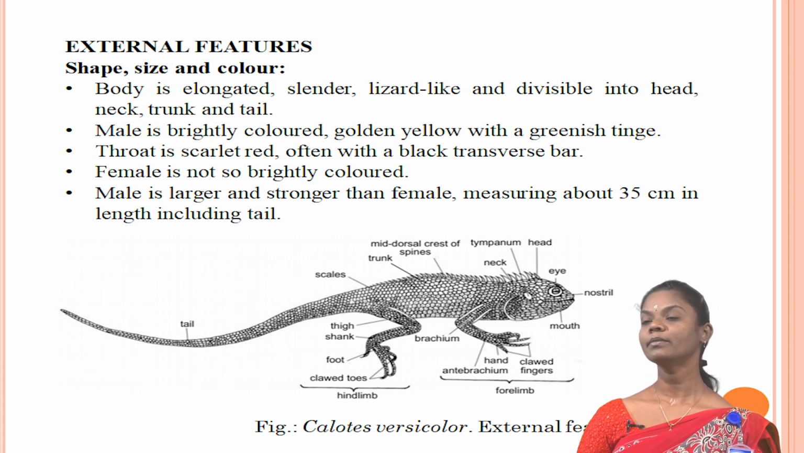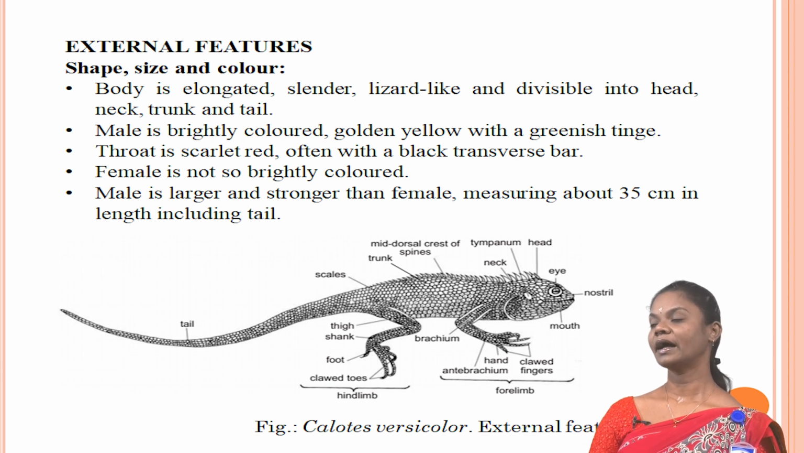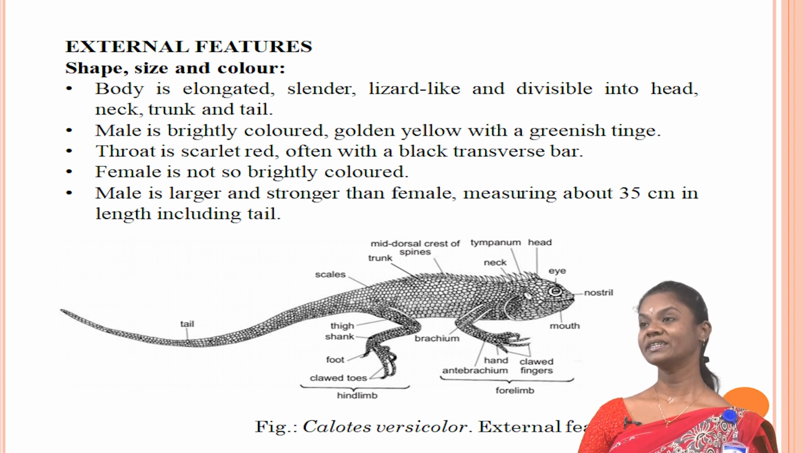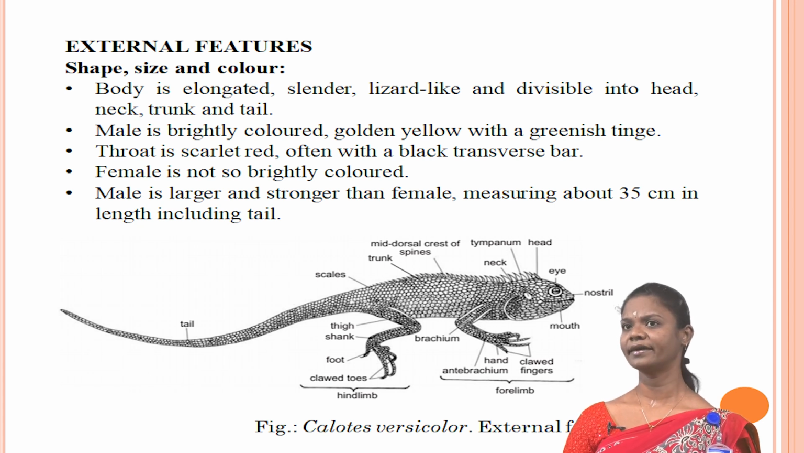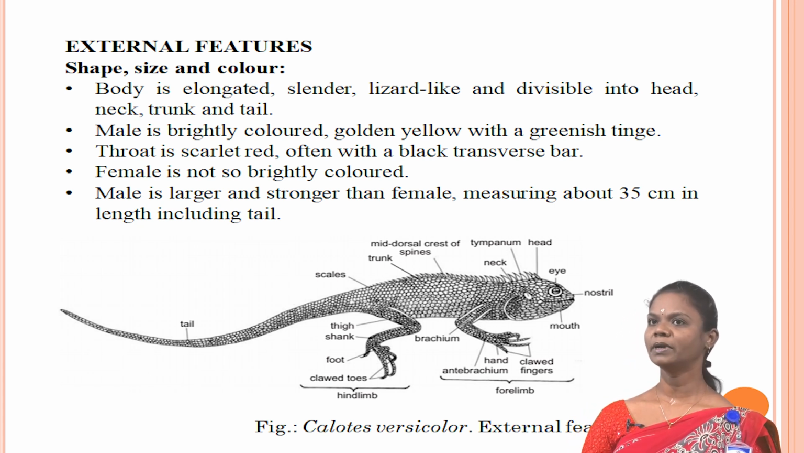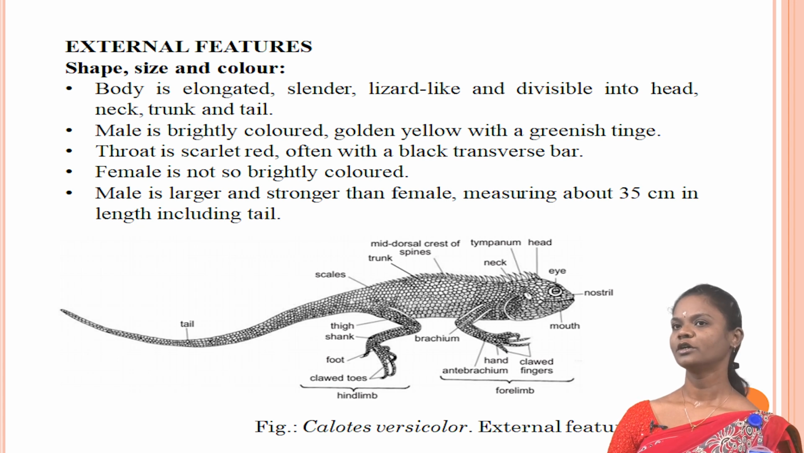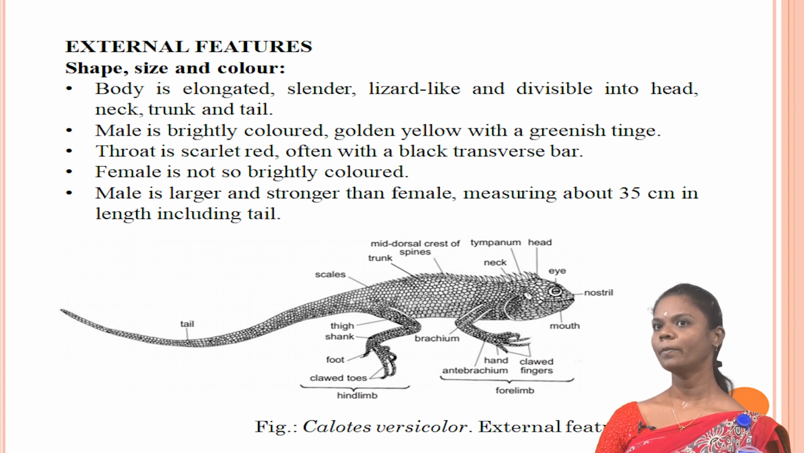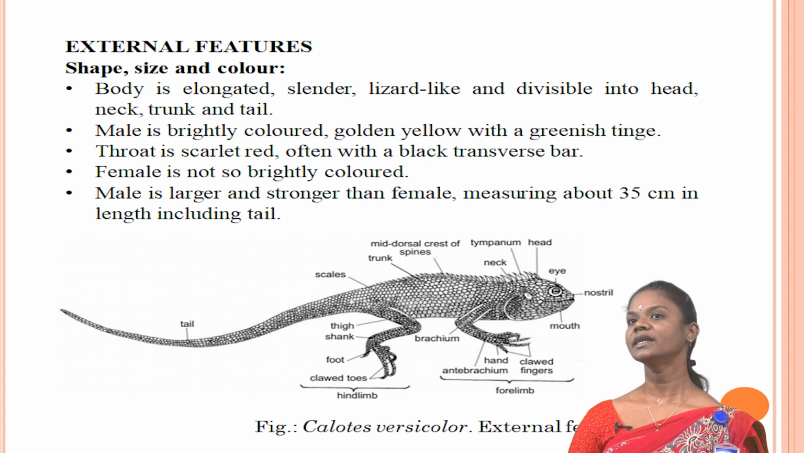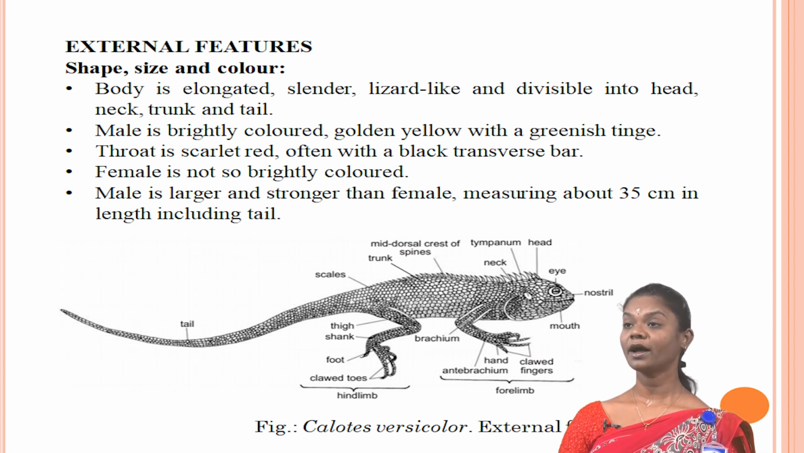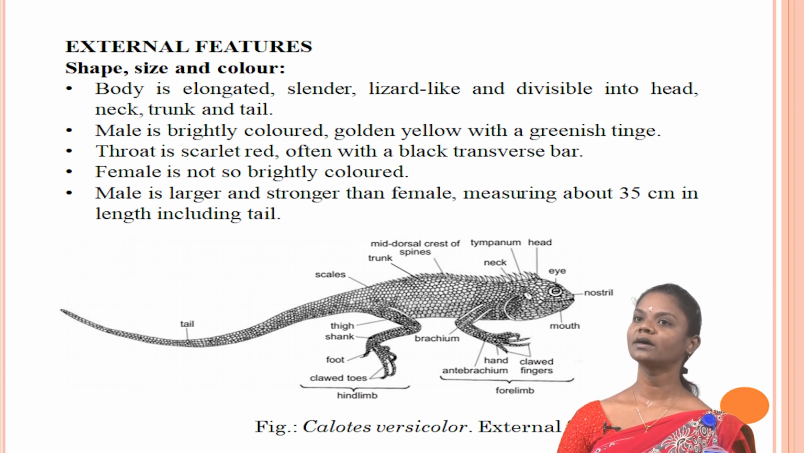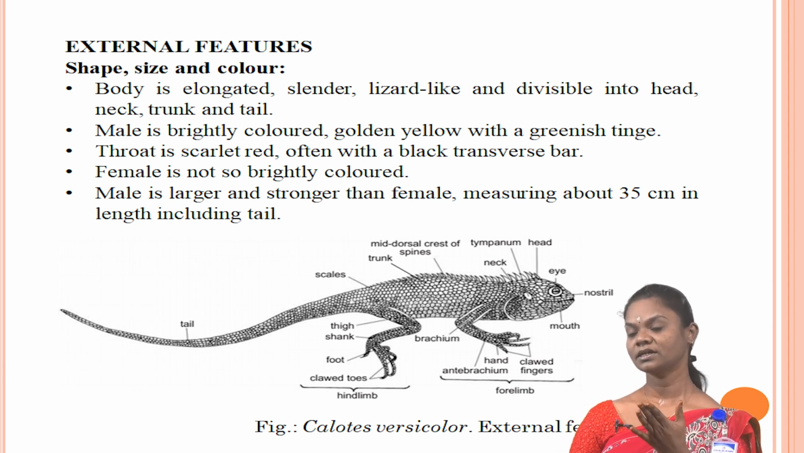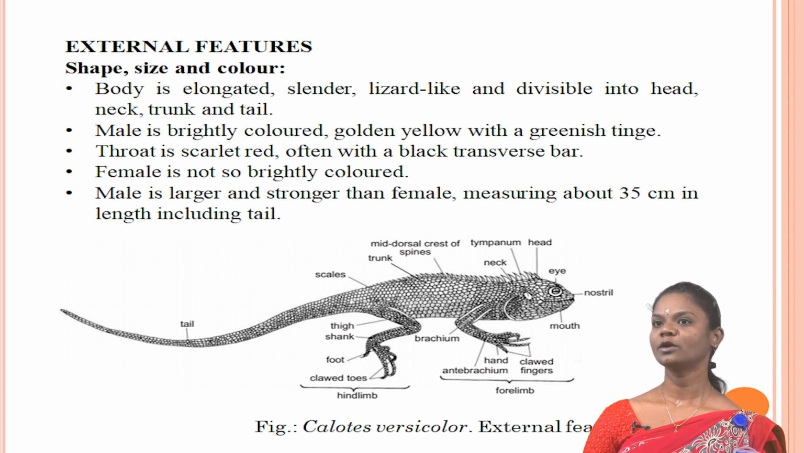The male is bright in color, golden yellow with a greenish tint. The throat is red, often with a black transverse bar. The female is not so bright in color. The male is larger and stronger than the female, measuring about 35 centimeters in length, including the tail. This is the structure of Calotes.